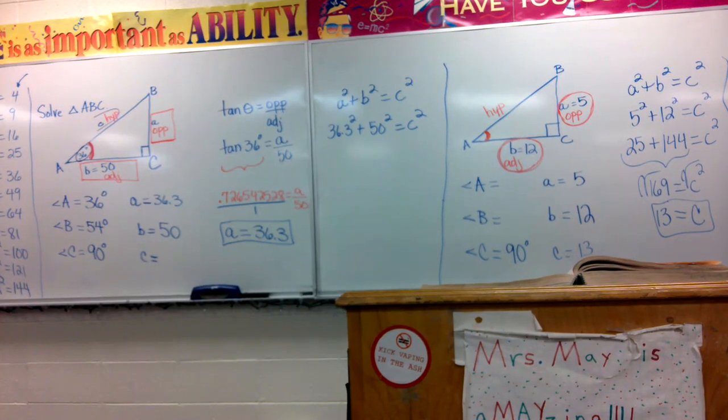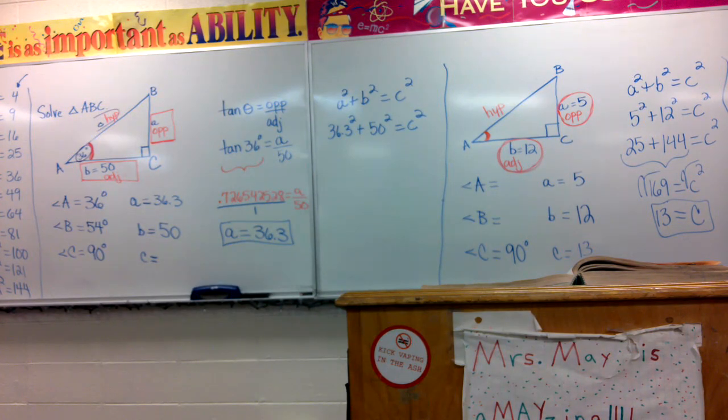What's the opposite side? What's the adjacent side? 12. So that's what we have so far. Now we need to figure out what that is. Here's where I would start, right here with this. 5 divided by 12.